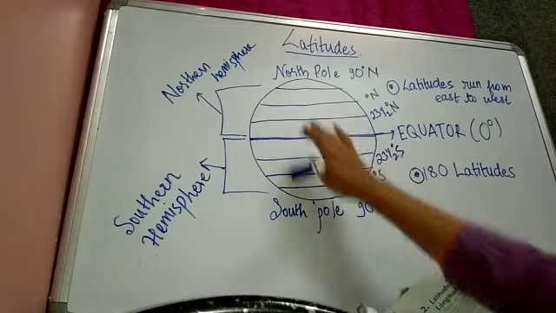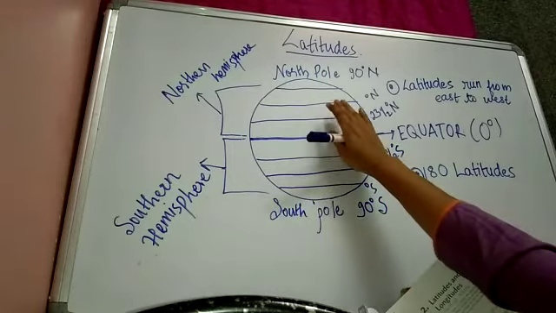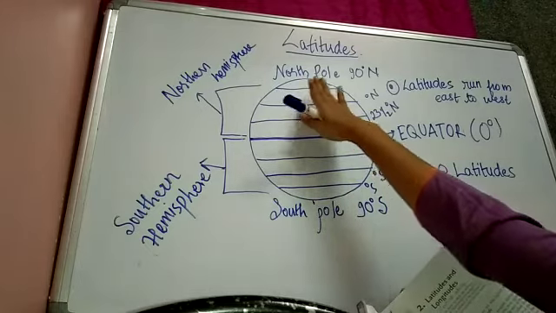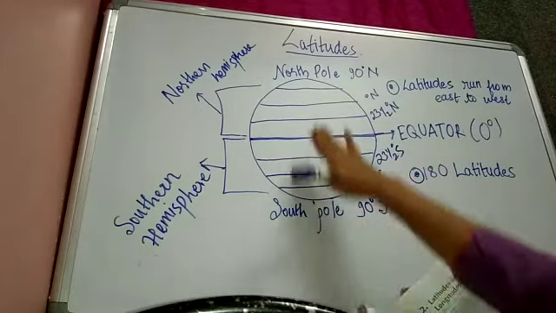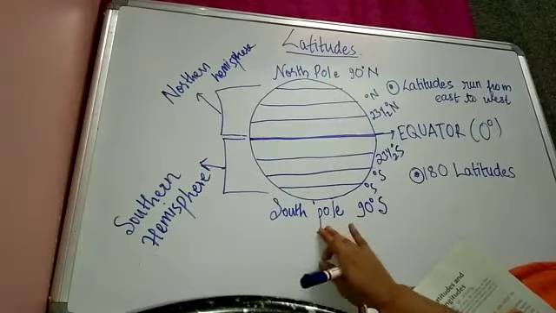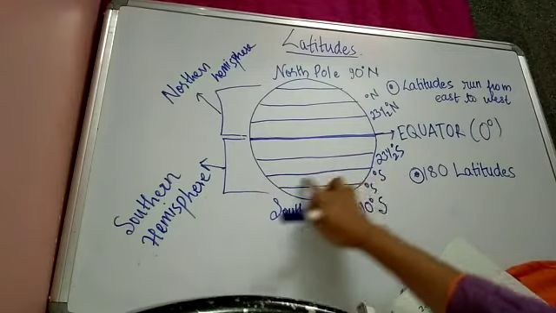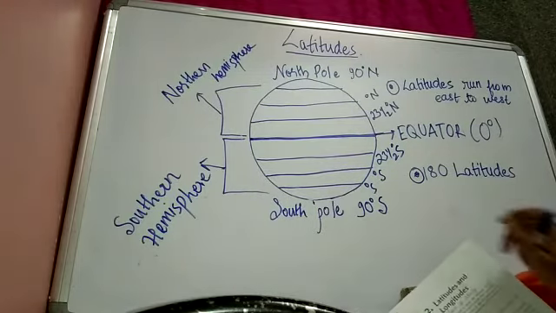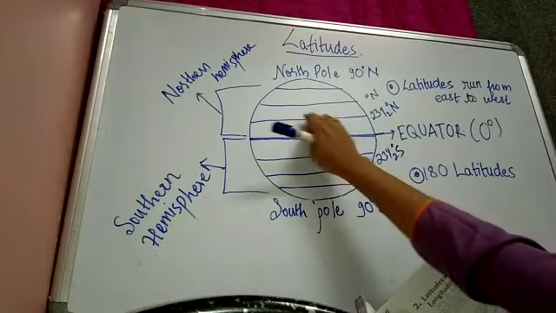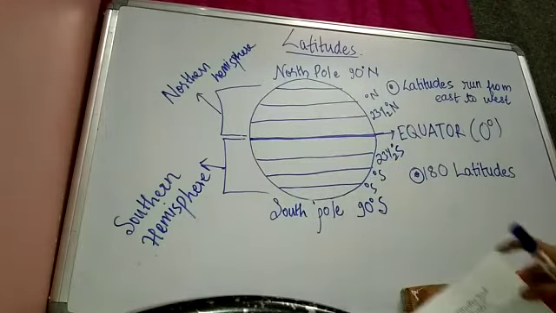This is the north pole and this is the south pole. By direction, we can say this is the northern direction and this is the southern direction. Hence the poles are named north pole and south pole. As we move towards the poles, the length of latitudes starts decreasing. On the other side also, you can see the length of latitude is decreasing.